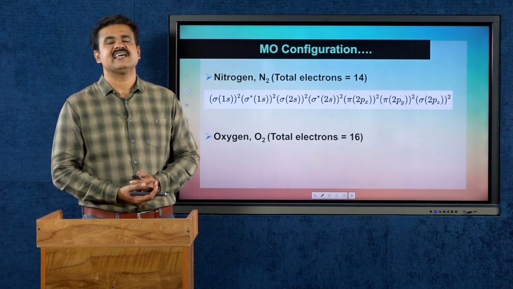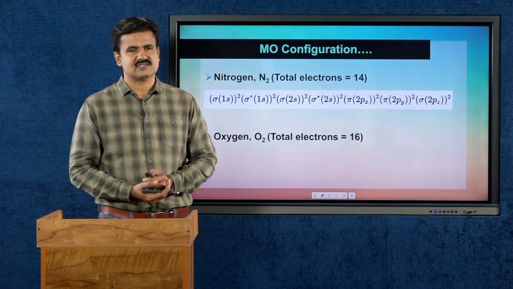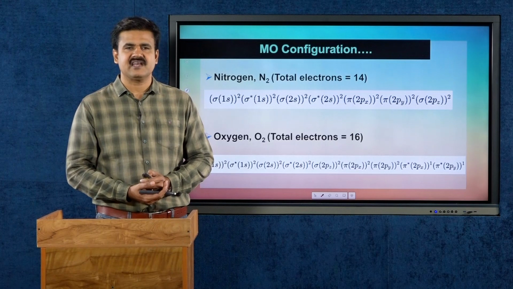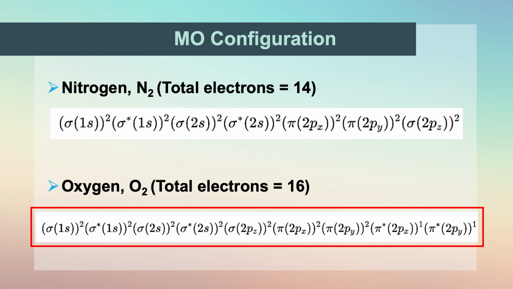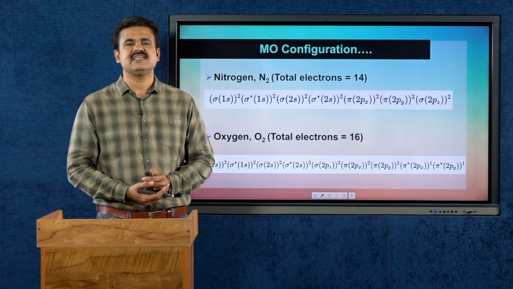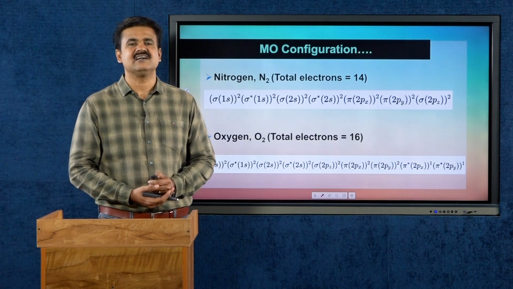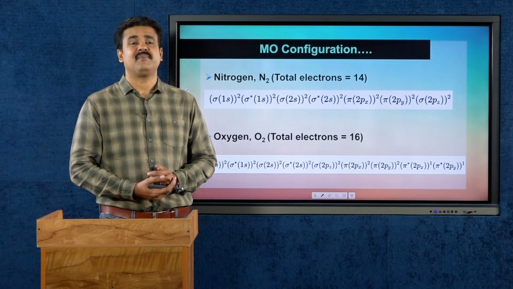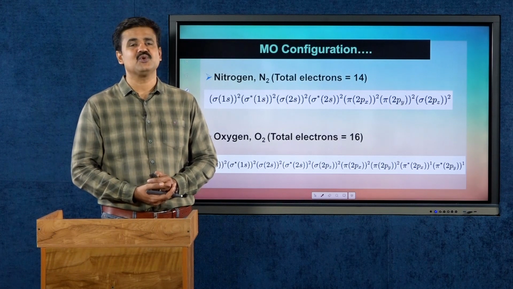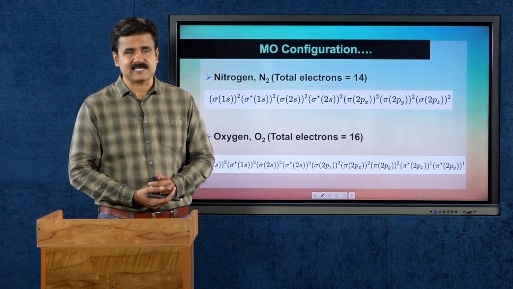For the oxygen molecule, there are a total of 16 electrons, and these 16 electrons can have this molecular orbital configuration: sigma 1s 2, sigma star 1s 2, sigma 2s 2, sigma star 2s 2, sigma 2pz 2, pi 2px 2 equal to pi 2py 2, pi star 2px 1 equal to pi star 2py 1. You can see 2 odd electrons present in the last 2 orbitals. This is highly useful in predicting the paramagnetic behavior of the oxygen molecule with respect to molecular orbital theory.